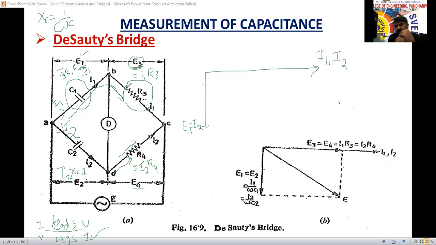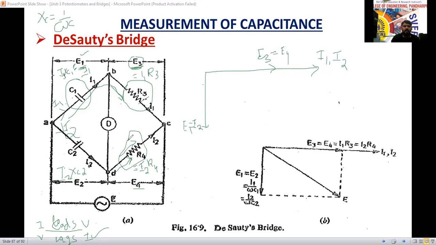Leading, lagging, or in phase? In phase. So for the resistive load, there is no phase angle at all. We can write here E3 equal to E4. Here also, pure resistance is there.